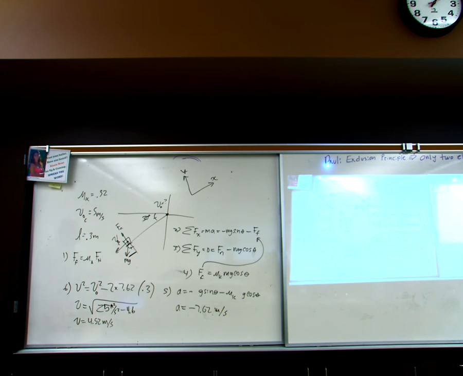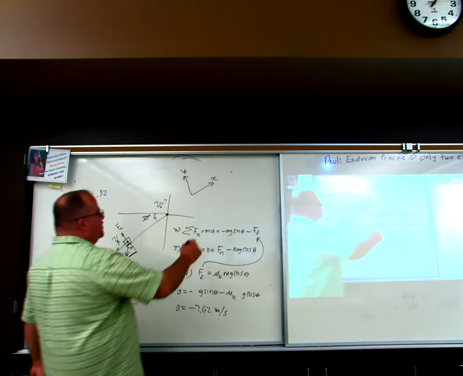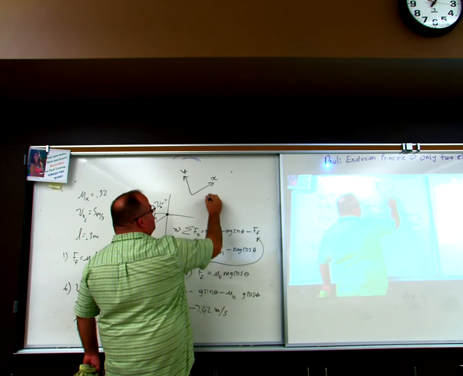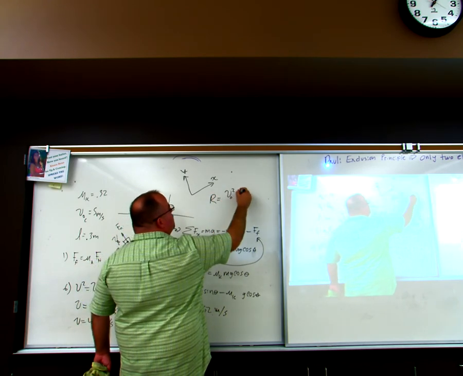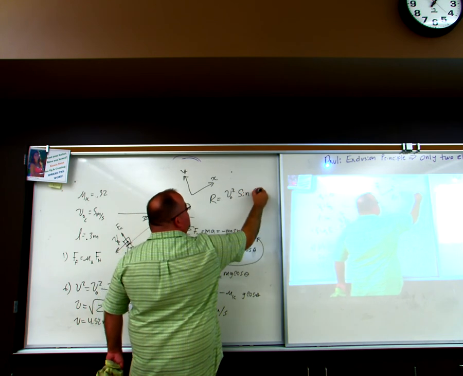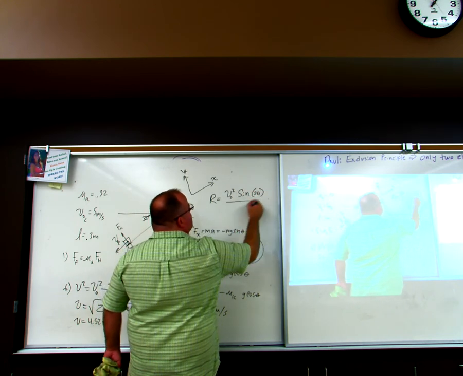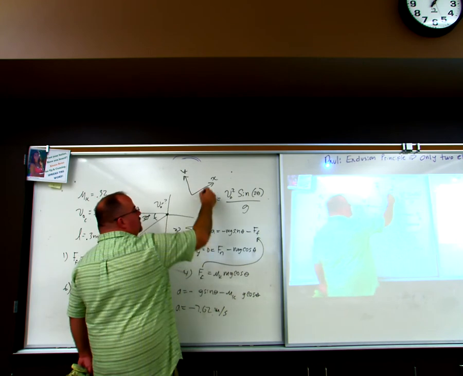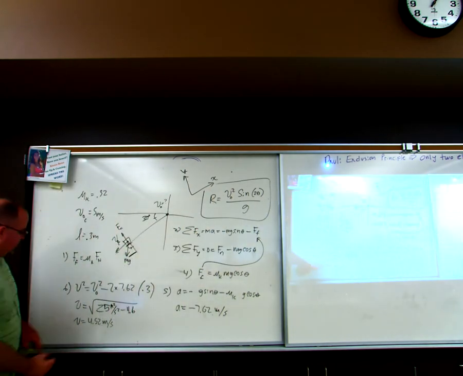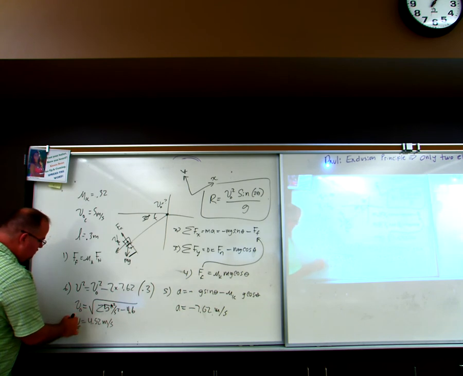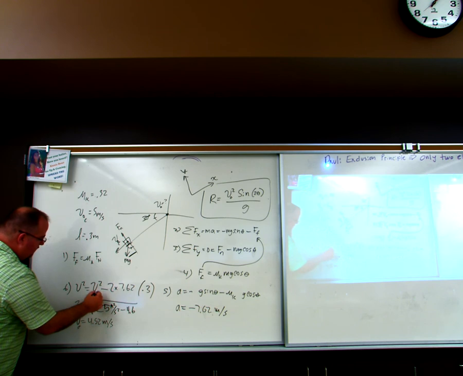And then it's just a range problem. You just plug it into the other: range equals V sub 0 squared times sine of 2 theta over gravity. And this is V sub 0.